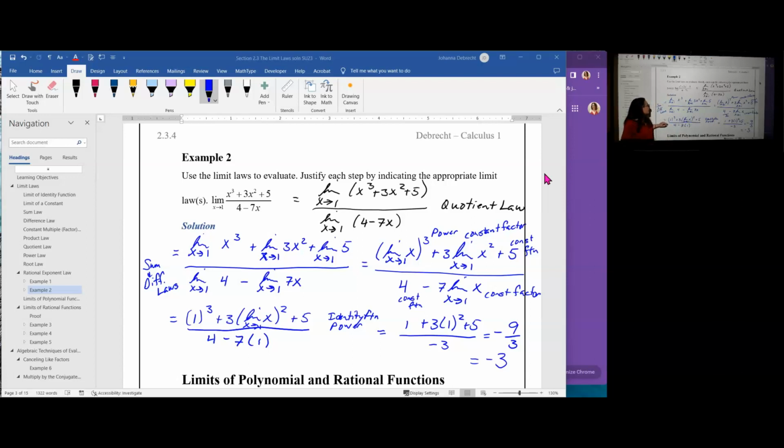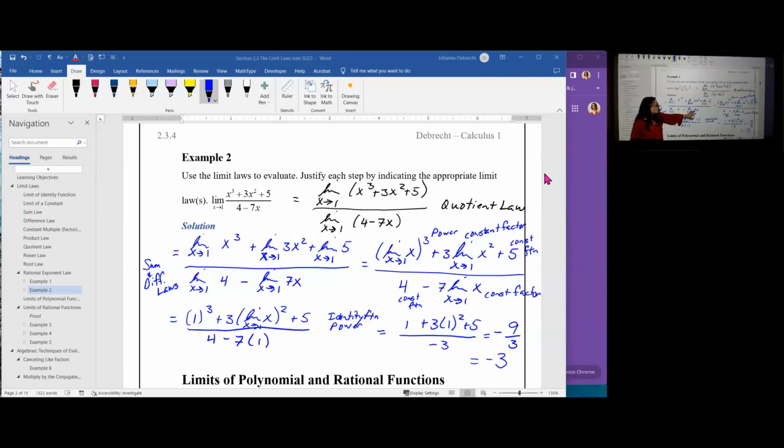Then I can evaluate the next one. Evaluating the limit as x approaches 1 of x, the identity function, gives me 1 being raised to the 3rd power. On the next step, I can pull the limit inside the 2nd power, which will again give me the limit of the identity function as x approaches 1, quantity squared times 3, plus the 5.